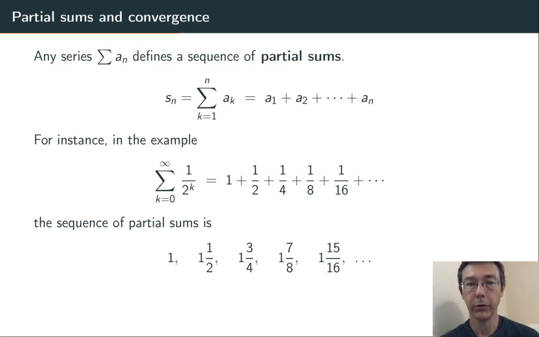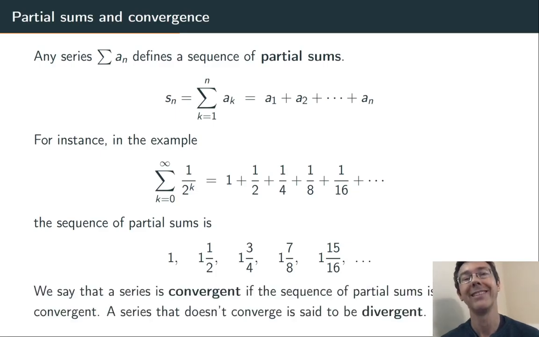S1, the first partial sum, is just going to be 1, the first element of that sum. S2 is going to be the sum of the first two, so 1 plus a half. S3 is going to be the sum of the first three, 1 plus a half plus a quarter, and so on down the line. Now, we know how to talk about convergence of sequences. We've already covered that. We're going to say that a series converges if that sequence of partial sums converges. And we're going to say that the series diverges if the sequence of partial sums diverges.